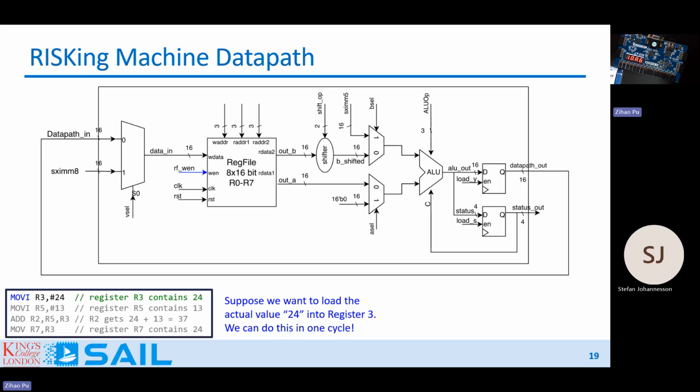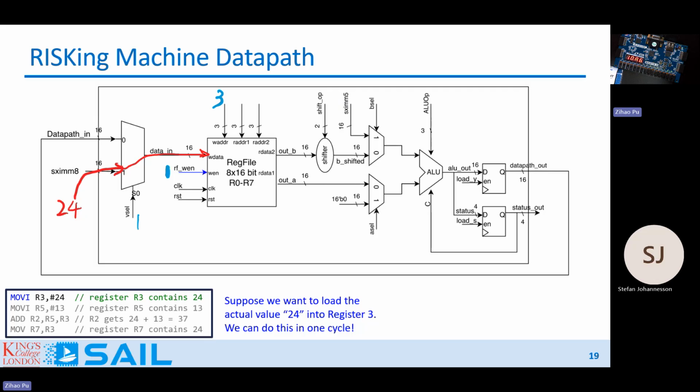So how do you do it? We can do this in one cycle. So this is it. I prepare this 24 into the immediate value right in. And the VCL goes to 1, which means I'm selecting SXI MM8 as the input. And then I give RF write enable a 1 to tell the register file I'm going to write this number.